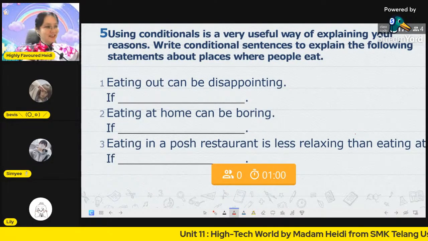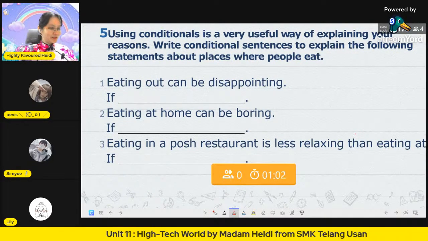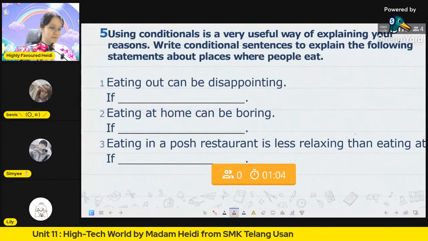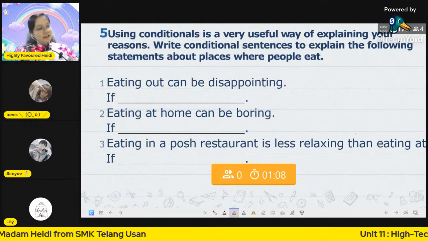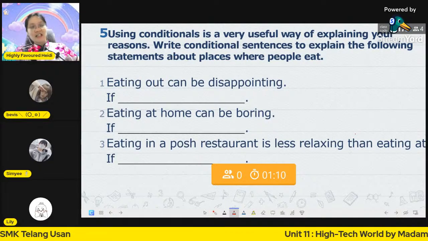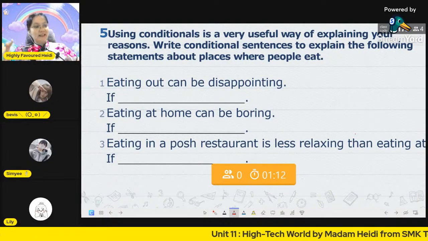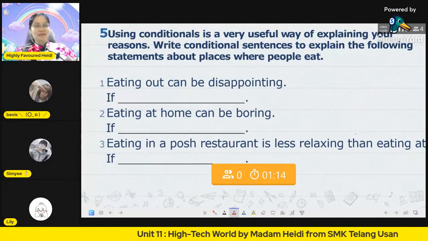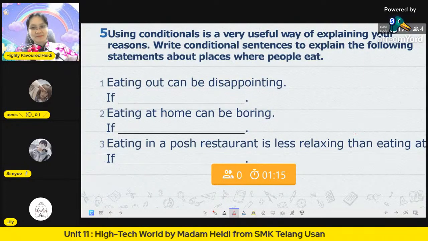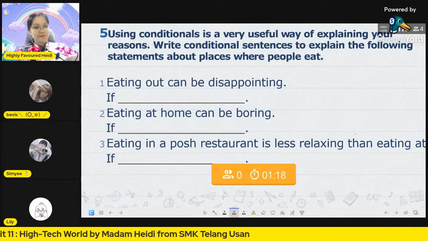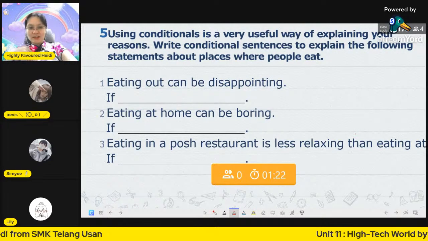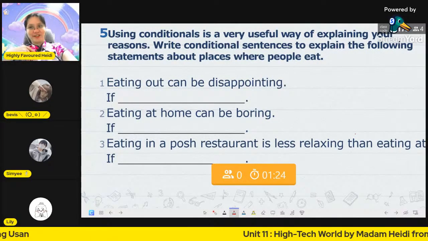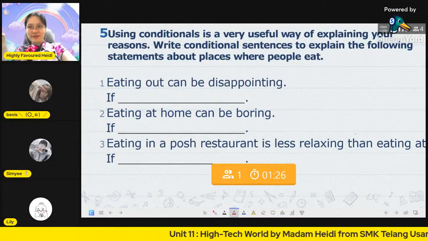Wait. Okay, why is it out? Okay, I give you eating at home. Eating in a posh restaurant is less relaxing than eating at home. Okay, less relaxing if you're eating at a posh restaurant. Just give your reasoning.